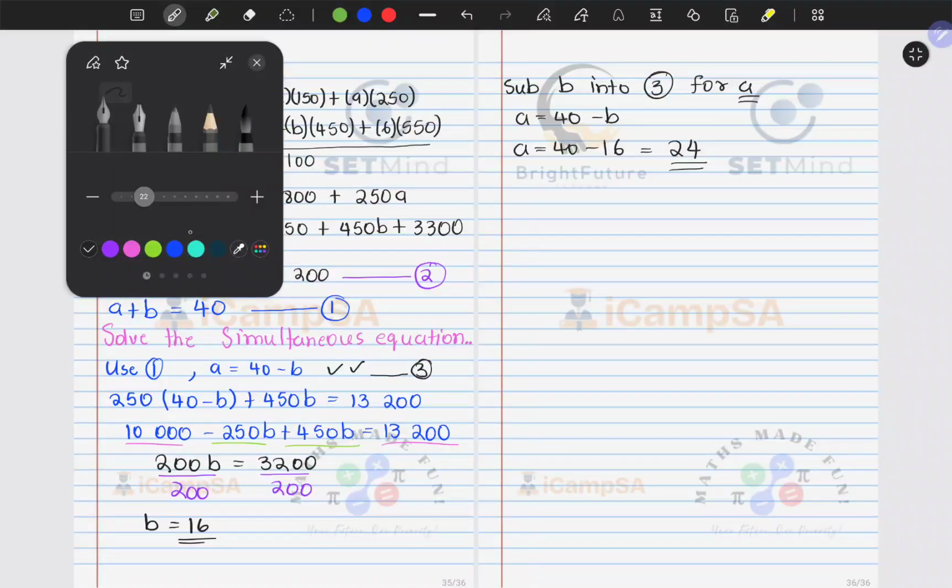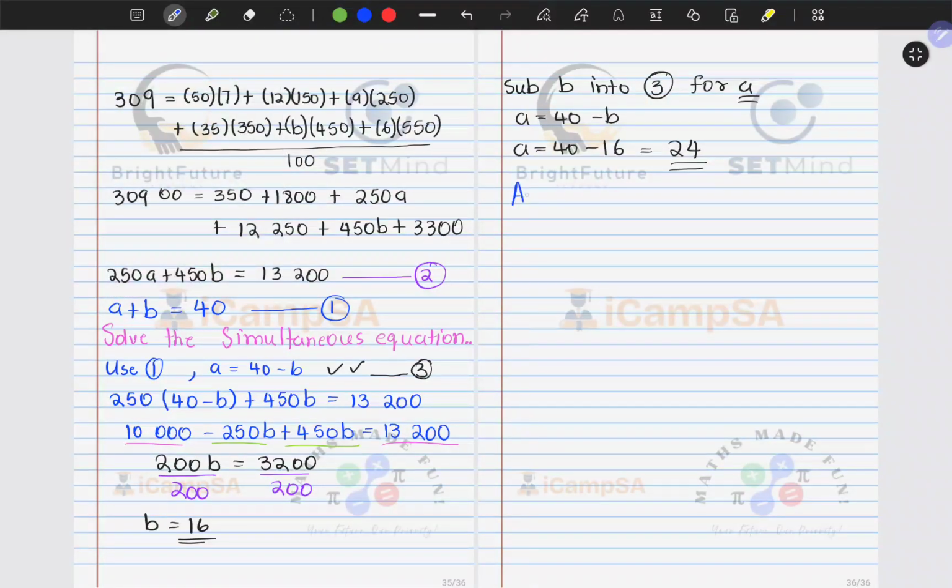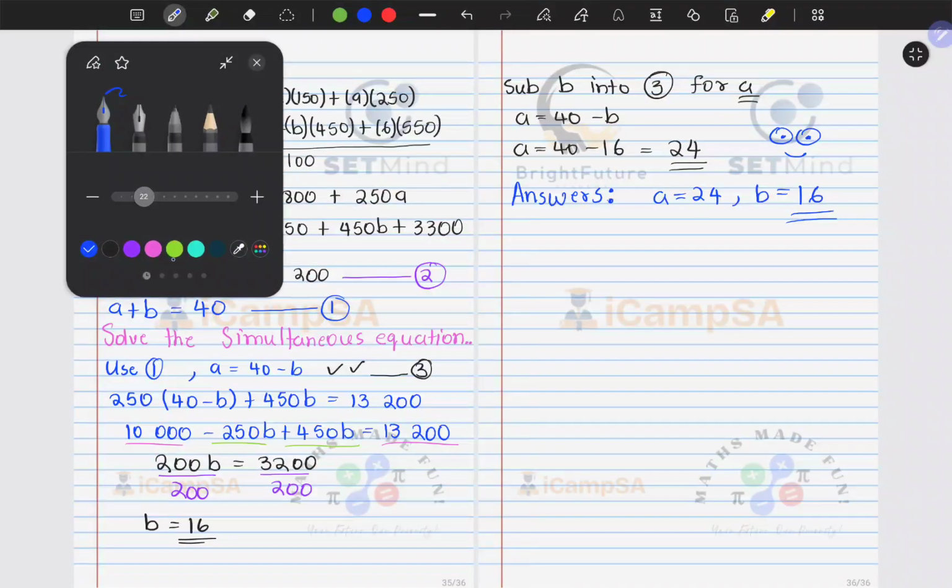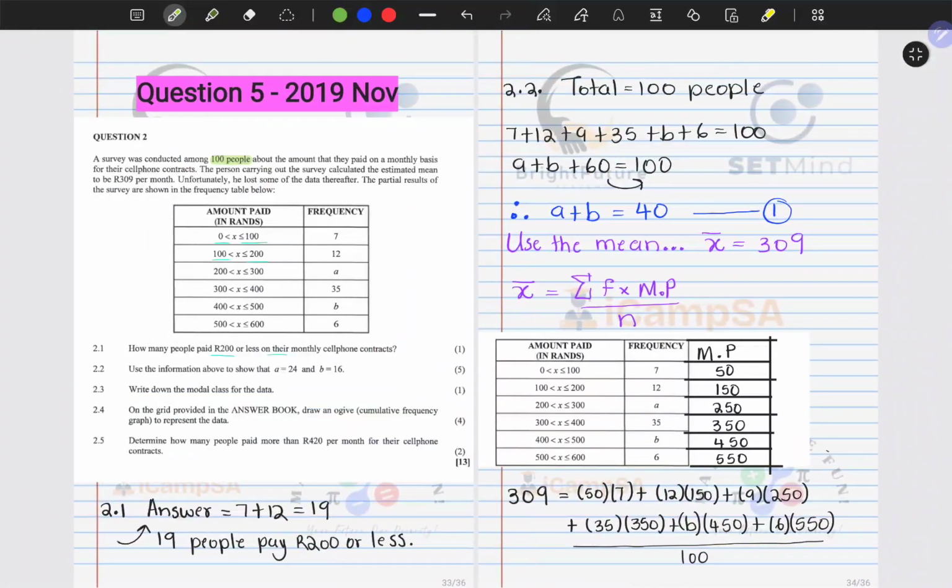24. So now we can summarize our answers. So our answers are as follows. A is 24 and B equals 16. And whoever is marking your paper will be very proud of you. So do make sure, guys, that you understand the equations that you need when you are dealing with grouped data. Okay, let's carry on.